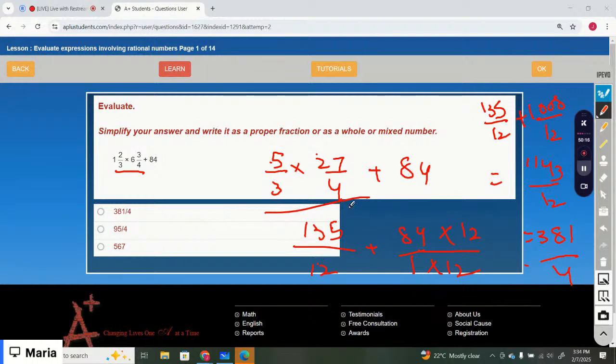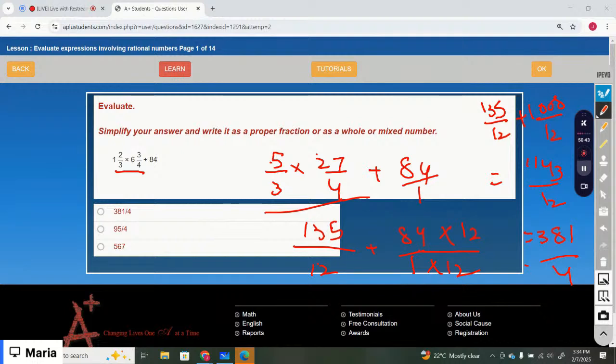Now you have to make the denominators the same. The denominator of 84 is 1, so you have to multiply this fraction by 12 to make the denominator the same. So that is 135 over 12 plus 1008 over 12. So the denominators are the same, just add the numerators. That is 1143 over 12.